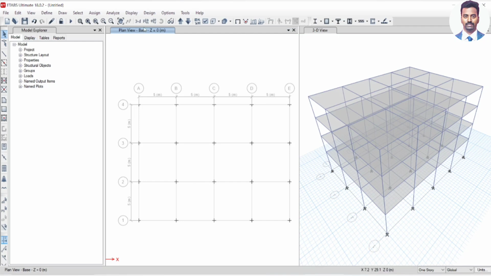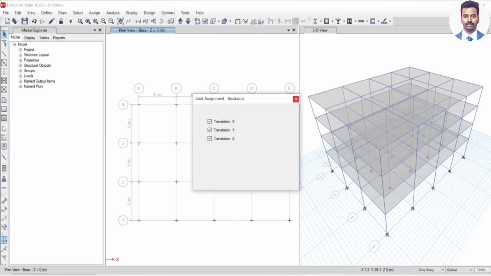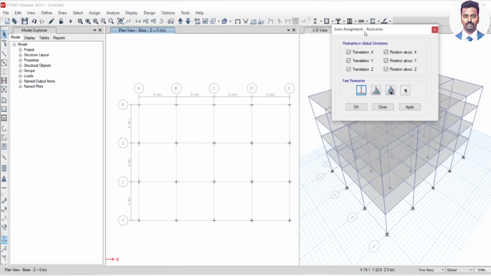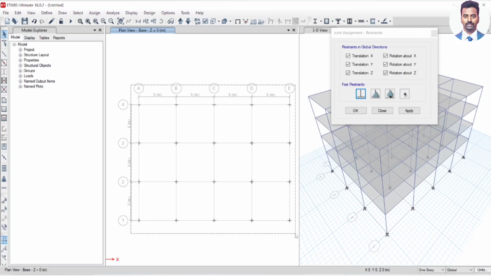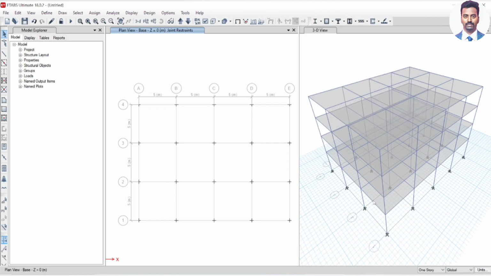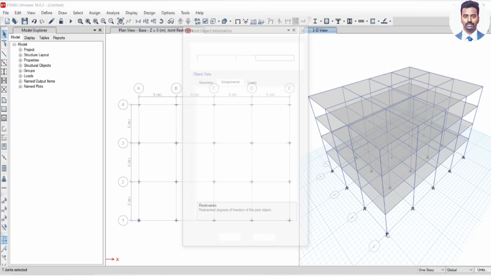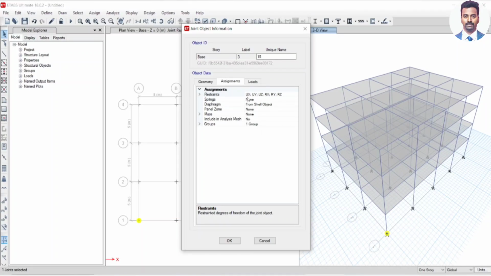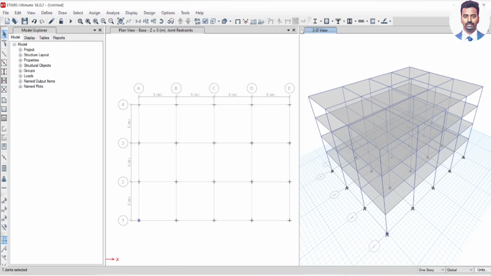Now let us provide the supports for the structure. Assign. This is fixed, and let us apply the end conditions. And now we have assigned the fixed end condition. The restraints are being assigned at U X, Y, Z. In three directions it cannot move, X, Y, and Z, and the rotation is also resisted. So we have provided the restraints.